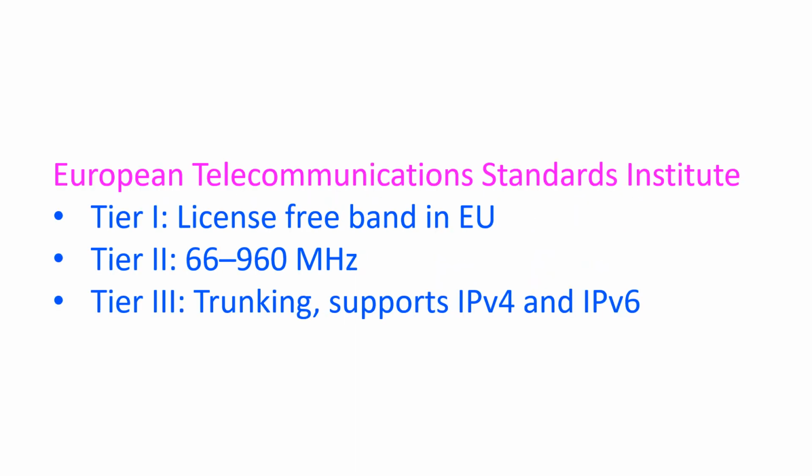ETSI has envisaged 3 tiers for DMR, of which Tier 1 is license-free in most countries of the European Union in a specific band. Tier 2 needs license and is for frequency bands from 66 to 960 MHz. Tier 3 is for trunking in the same spectrum and supports voice and short messaging. Tier 3 also supports packet data with support for Internet Protocol version 4 IPv4 and Internet Protocol version 6 IPv6.